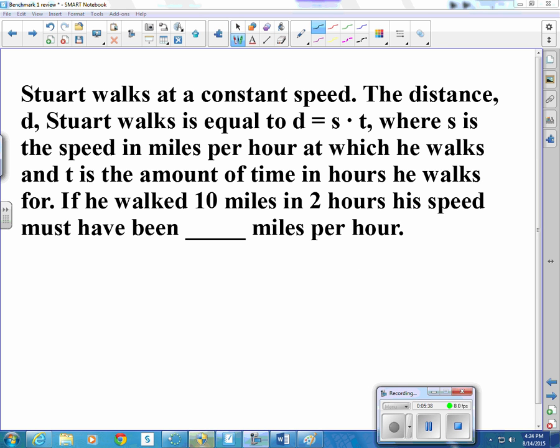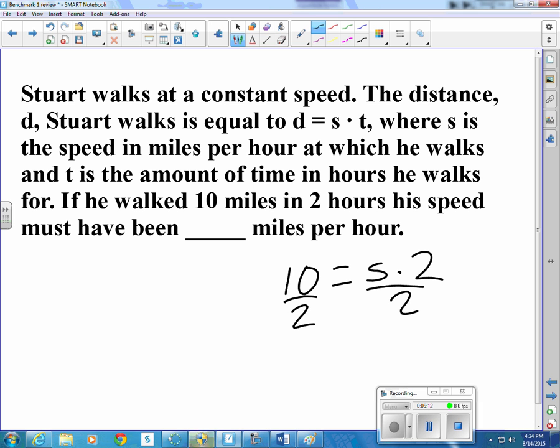Stuart walked at a constant speed. The distance, D, he walked, is equal to S times T, where S is the speed in miles per hour at which he walks, and T is the amount of time in hours he walks. If he walked 10 miles in 2 hours, let's put in those values. So 10 equals S times 2. His speed must have been what? Well, we'll divide by 2, and that says the speed is equal to 5. 5 miles per hour.